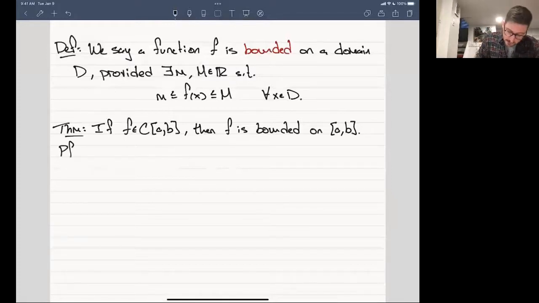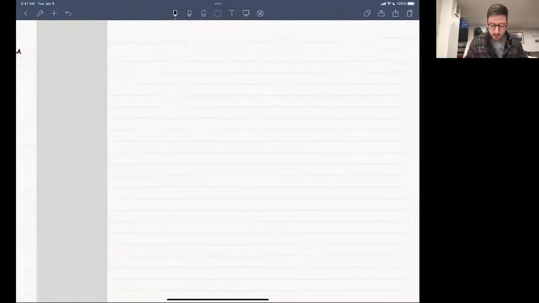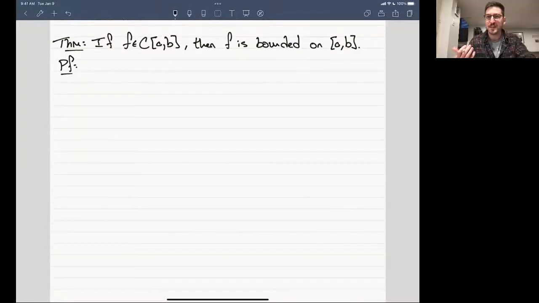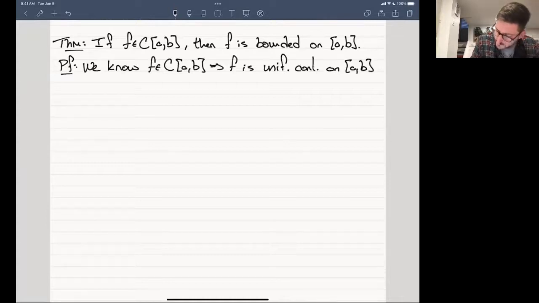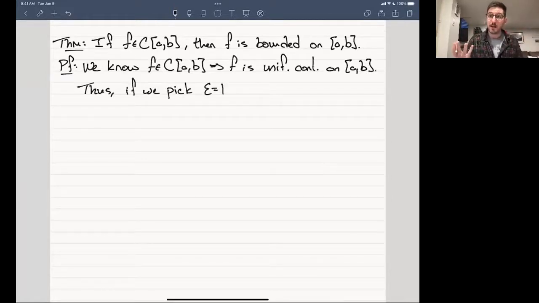Okay, so let's take a look at the proof here. The proof is kind of fun because it uses that uniform continuity, right? So we know that f in the continuous functions on a closed interval implies f is uniformly continuous on a to b. We proved that. That was the last thing that we proved in the previous lecture. So thus, remember, uniform continuity says for all epsilon greater than 0. Well, what I want to do is I want to pick an epsilon bigger than 0.